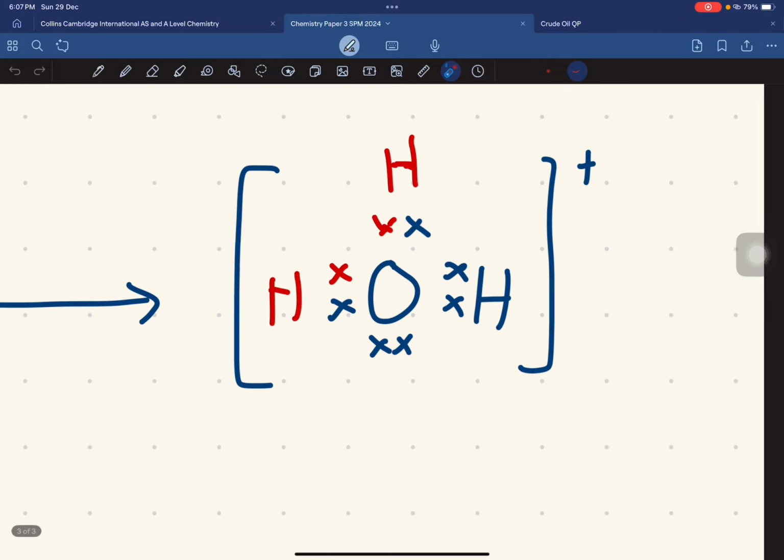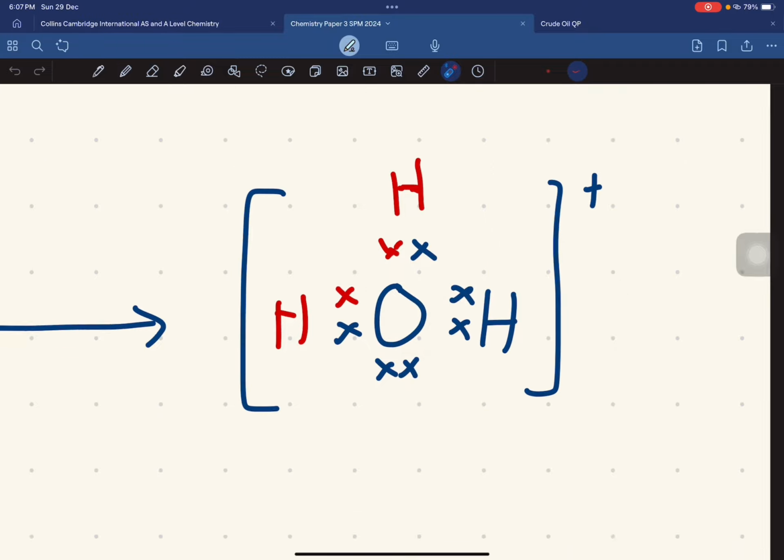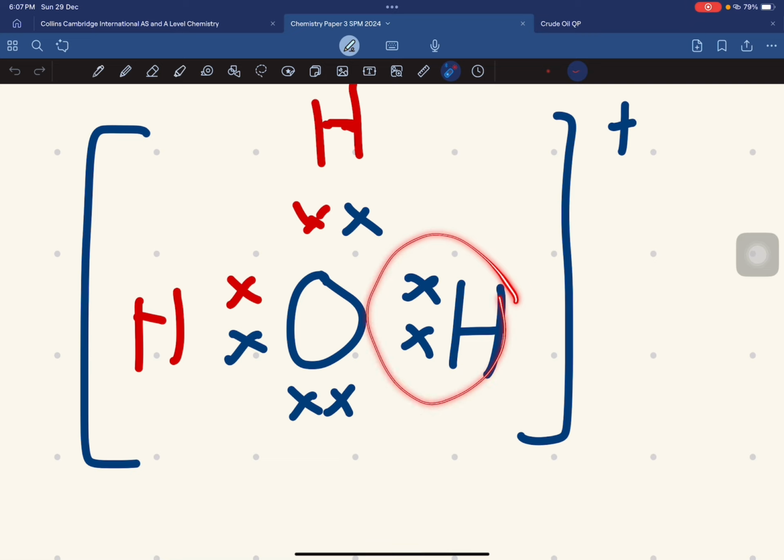Now, if you were to draw the structure of a hydroxonium ion, it will look something like this. Now we know that in this sharing, this hydrogen ion does not carry any electrons with it, so it does not contribute anything to the sharing. Meanwhile, this oxygen atom carries two electrons with it, meaning that this is the thing that contributes the electrons in the sharing. So this bond right here is called dative bond, because only one atom contributes electrons to the sharing.